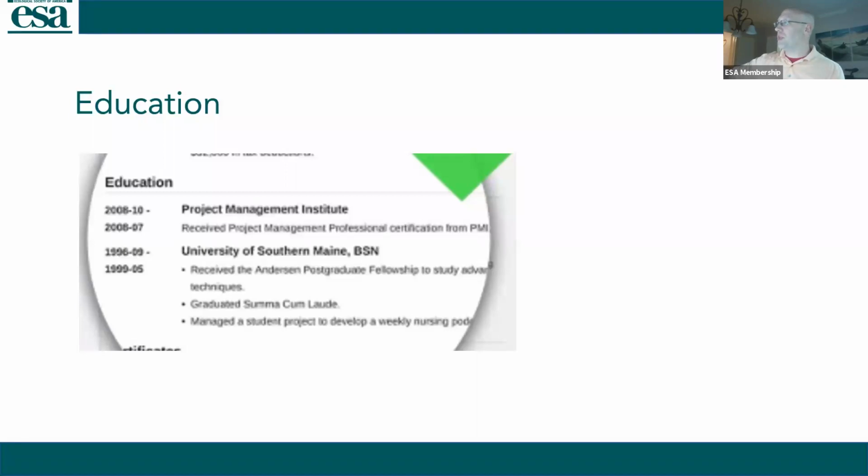So their entry for their Bachelor of Science in Nursing degree makes sure to mention not just that they have that, but that they got a postgraduate fellowship for having done that. They participated in a particular project that I'm sure pertains to the job that they're applying for here, and then they come right out and say that they were summa cum laude. You think, is that important? And you don't always need to include a GPA. In fact, a lot of the time a GPA is just irrelevant. It's not worth including.